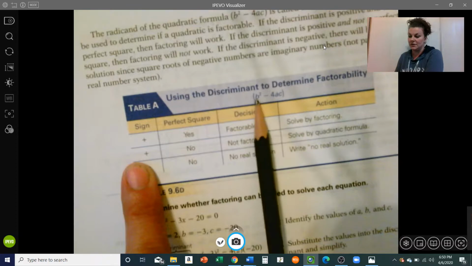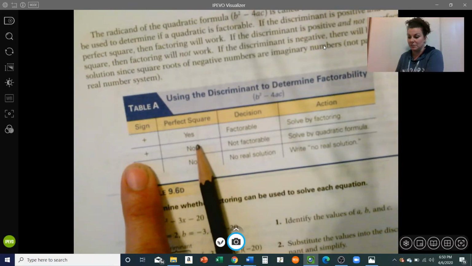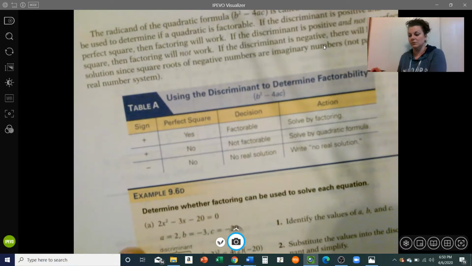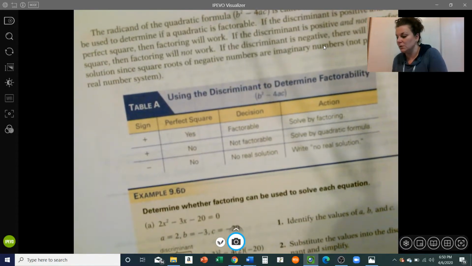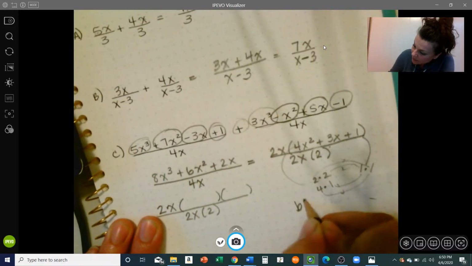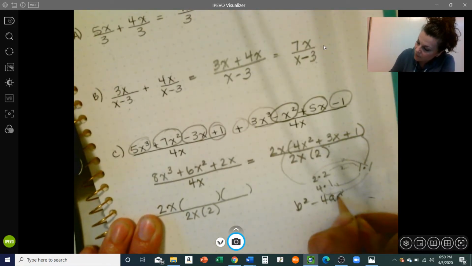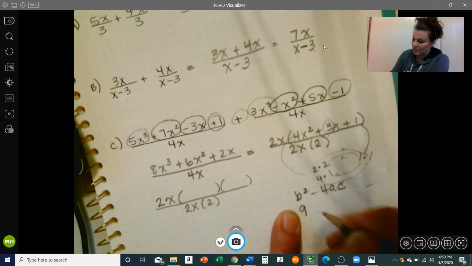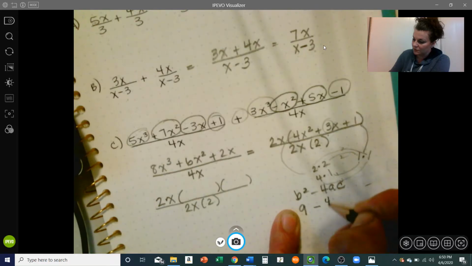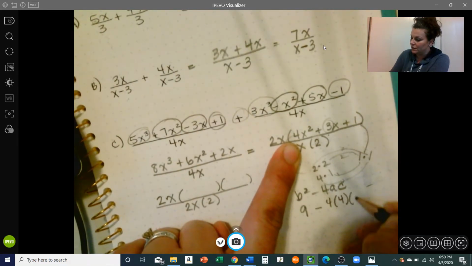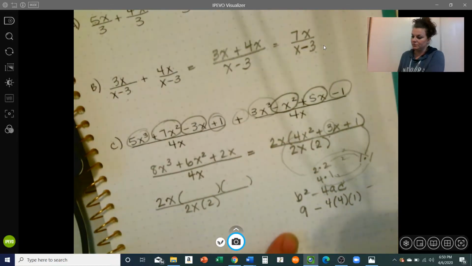So you find the discriminant, and you see if it's a perfect square, and if it's also positive, which it'll need to be. So, that b squared minus 4ac, we can test that out here. So b is 3, so that's 9, minus 4 times my a is 4, and my c is 1.